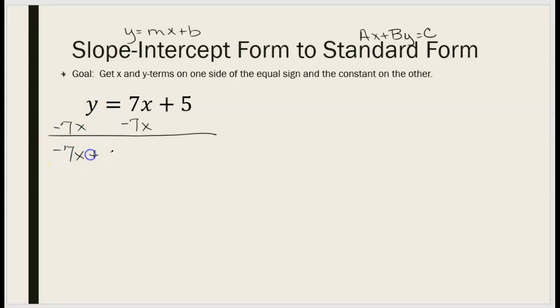The negative 7x and the y are not like terms. That means I cannot combine them. I have to write them separately in this expression on the left side of the equal sign. The 7x minus 7x, those cancel one another out, and I'm left with a 5 on the right-hand side.